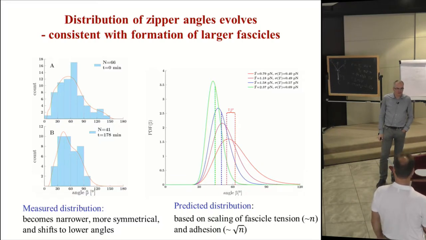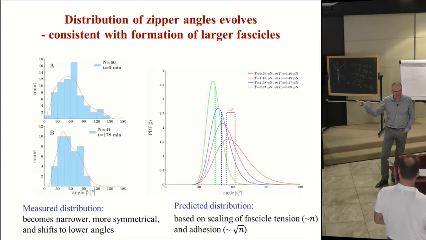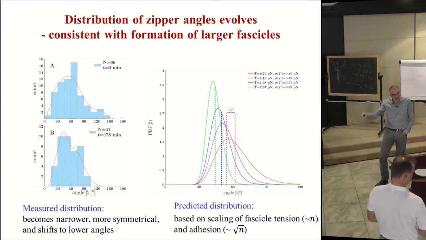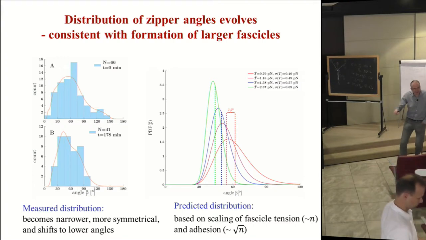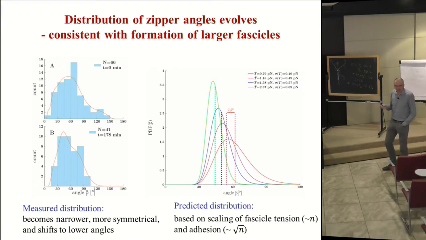In this analysis, we assumed that the adhesion strength was always the same, as I will now show you. But there was a distribution of tensions. So we took a log normal distribution of tensions and a fixed value of adhesion that gave us this distribution at an early time.